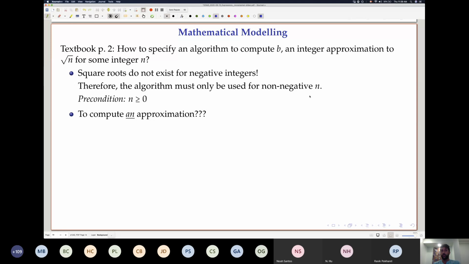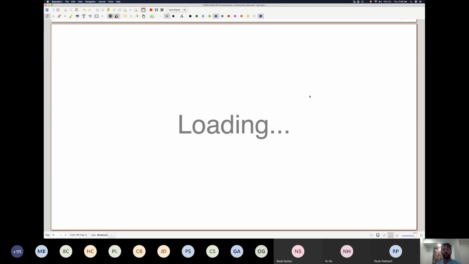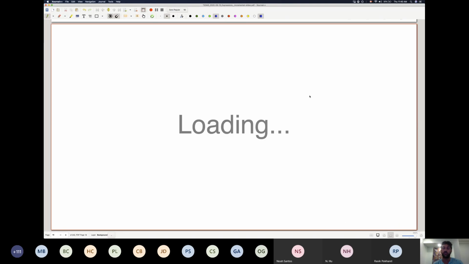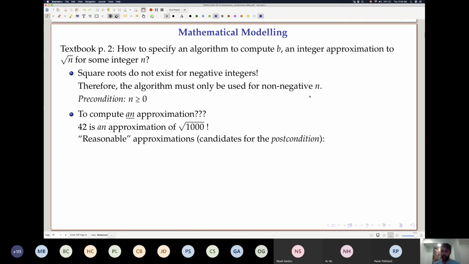Because the square of 3 is 9, and 9 is definitely less than the square of the number after 3, right? The number after 3 is 4, and the square of 4 is 16. So 16 is an overshoot, and 9 is just a little bit below, and so we approximate it this way, right? And so that's what it means when we say an integer approximation, right? So as this example shows, 42 is an approximation, but it can be too big, all right? So we want reasonable approximations, and that's what we specify as a candidate, all right?